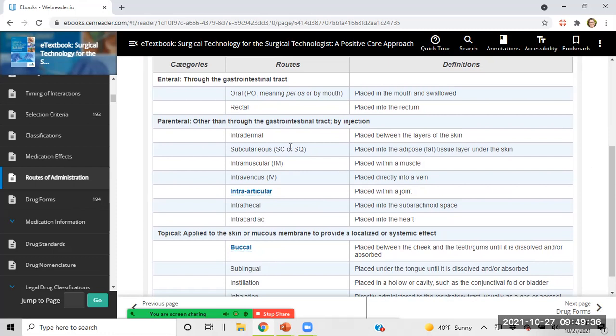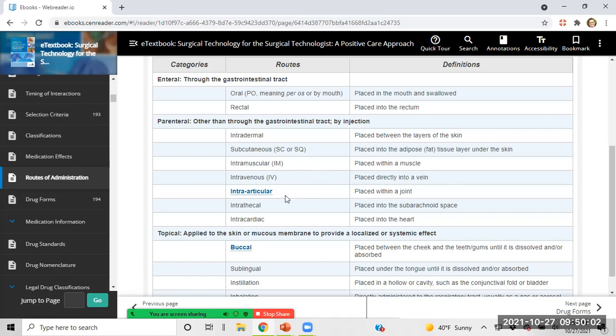And so we can do it intradermal. So that's where it's placed between the layers of the skin. And an example of that would be your TB skin test. Subcutaneous, that's placed in the fat tissue layer under the skin. Intramuscular, this is within a muscle, so this is like getting a vaccine. IV, of course, is in the vein.